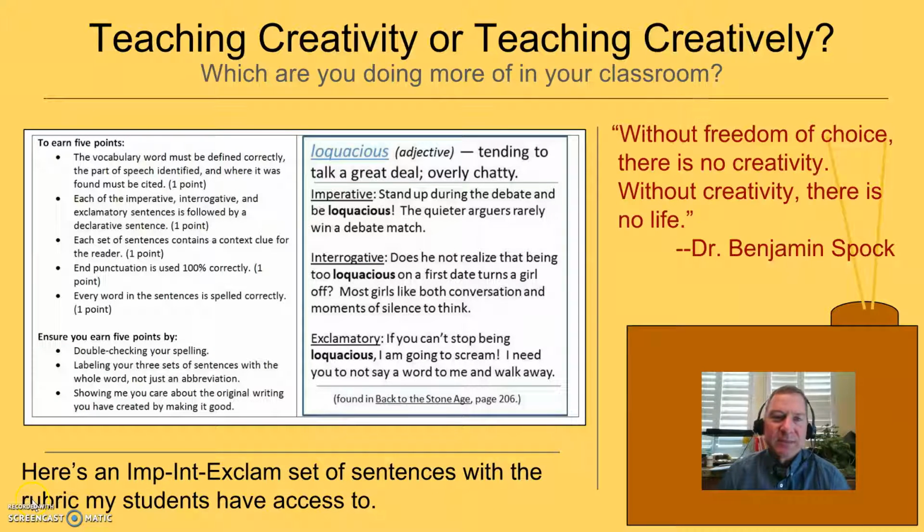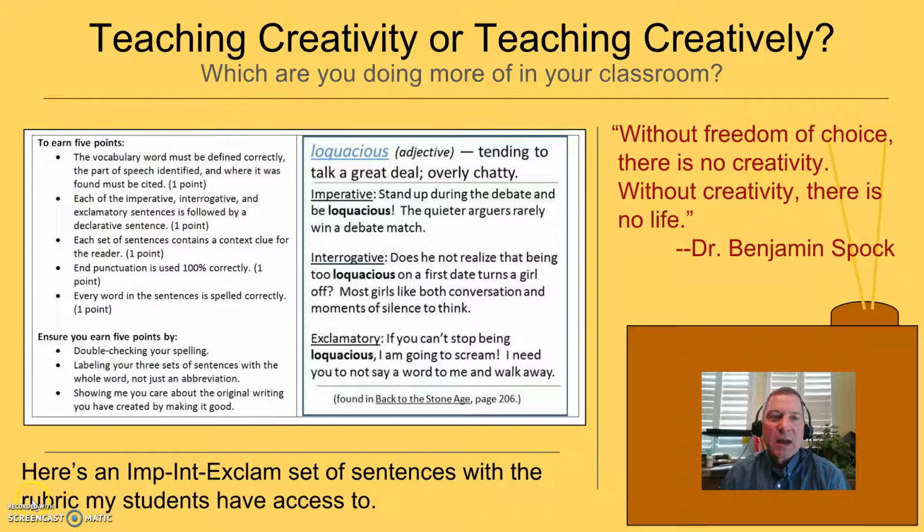So one of the activities, this is one of the logical ones because it's formulaic, is called imp, int, exclam sentences. It's a tricky way to teach my students the 4 sentence types: imperative, interrogative, exclamatory, and declarative. I'm going to zoom in. Oh, let me go back.